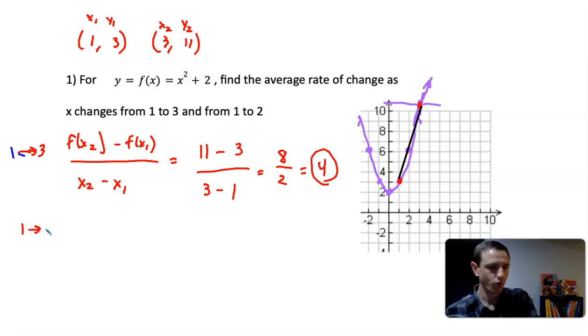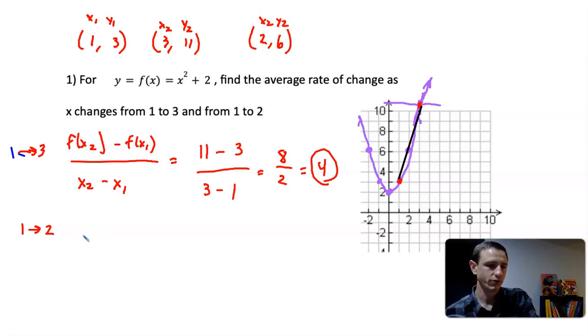So now we want to do 1 to 2. Same experiment. We already have the x value and y value for 1. Let's now get the x value and y value for 2. So this one's going to be 2, and then 2 squared is going to be 4. 4 plus 2 is 6. So 2, 6. So this is going to be our new x sub 2 and y sub 2.